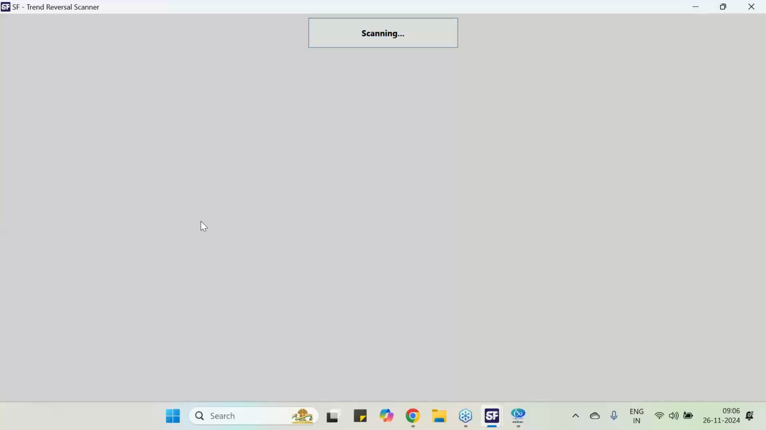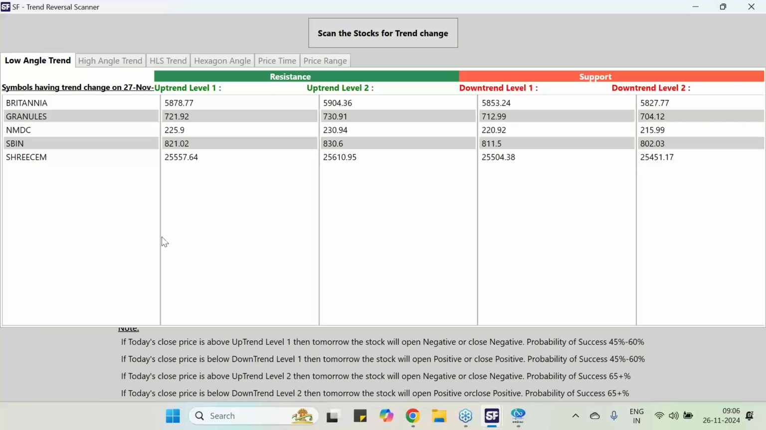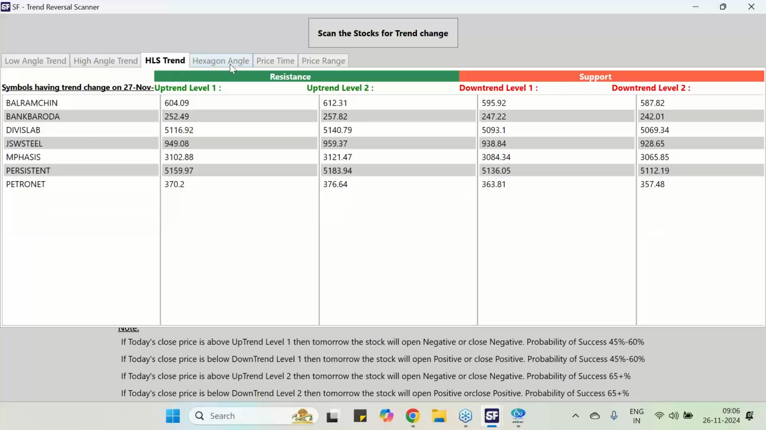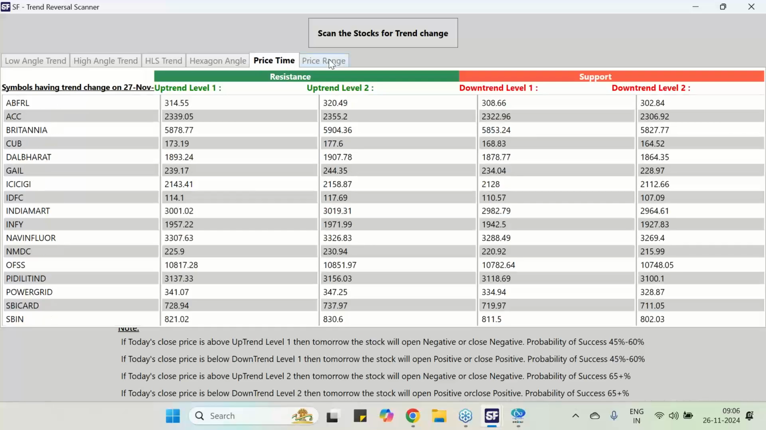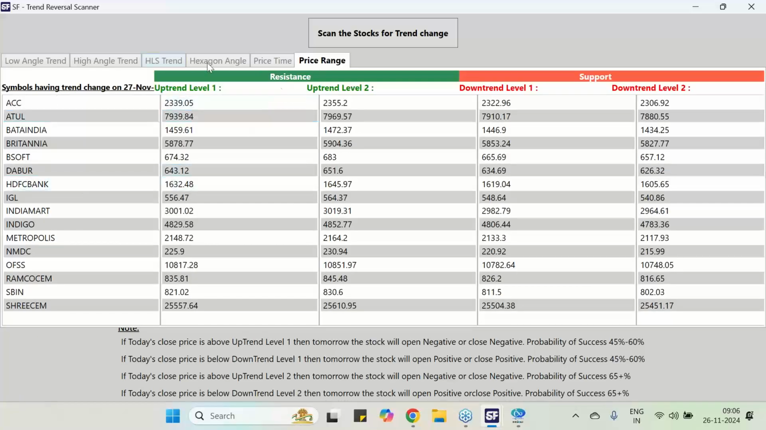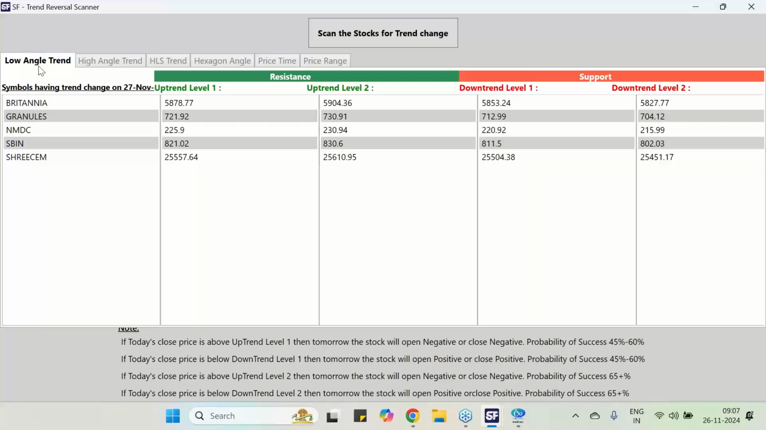So it is scanning for all stocks which will have a trend reversal day today. It is using the low angle, high to low square, hexagon, price time square, and price range methods. So these are the stocks having a trend reversal today. And here we have given a couple of trend levels, based on their closing. These are the trend reversals not for today, but for tomorrow. Today's trend reversal date you would have got yesterday itself.